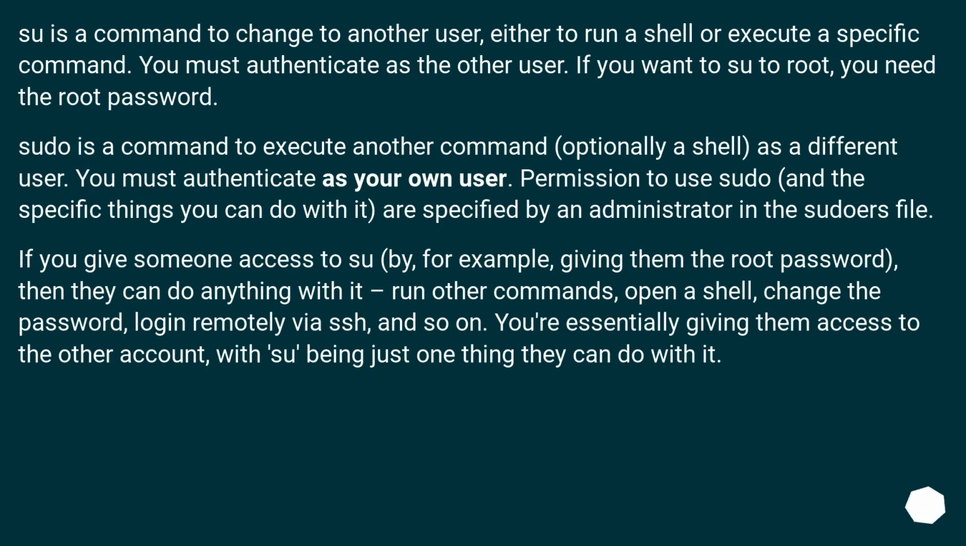Su is a command to change to another user, either to run a shell or execute a specific command. You must authenticate as the other user. If you want to su to root, you need the root password. Sudo is a command to execute another command, optionally a shell, as a different user. You must authenticate as your own user.